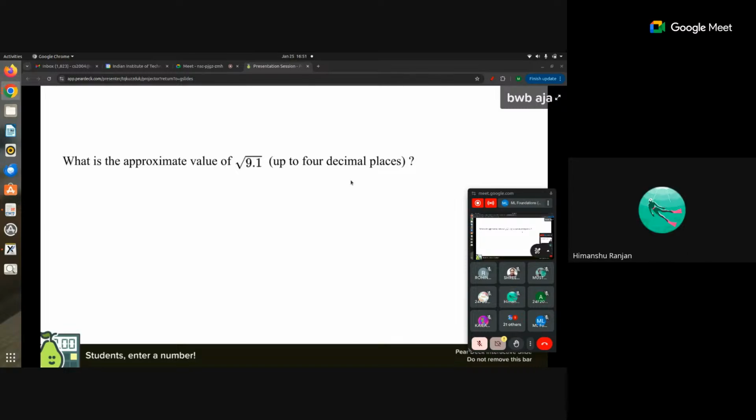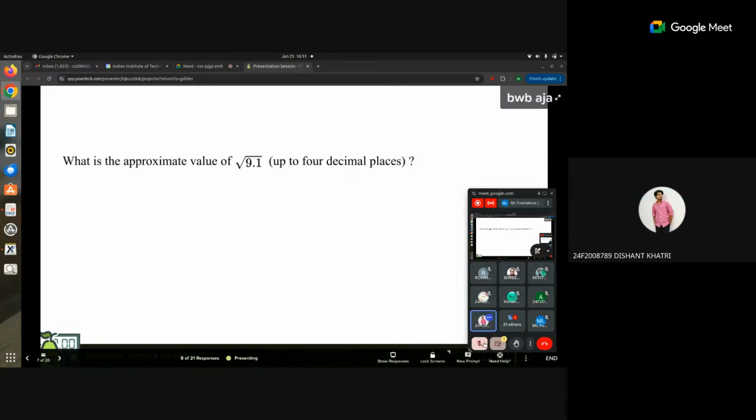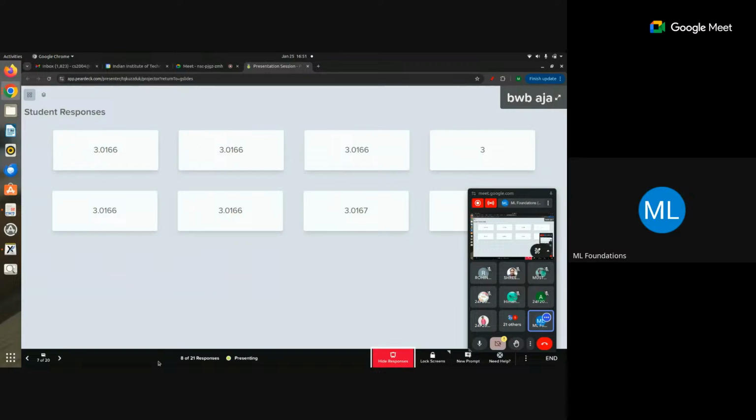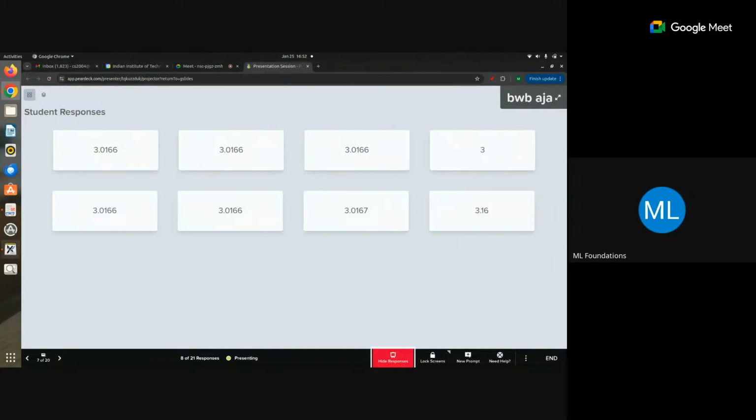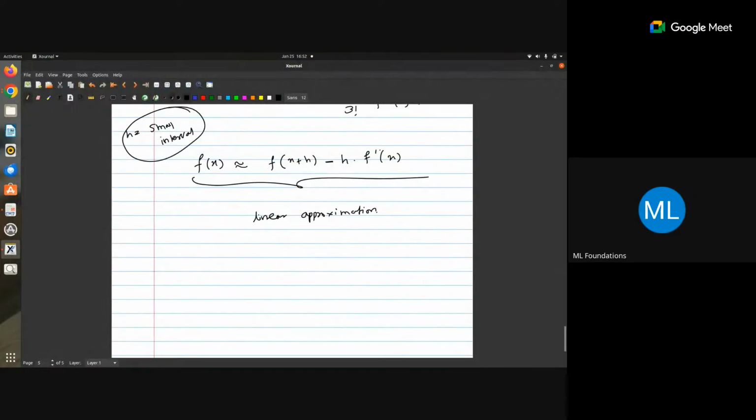Done, sir. Okay, let us see. Almost everyone has done it correctly. Let us see the answer. How to do that? You have to find out the linear approximation of root of 9.1.